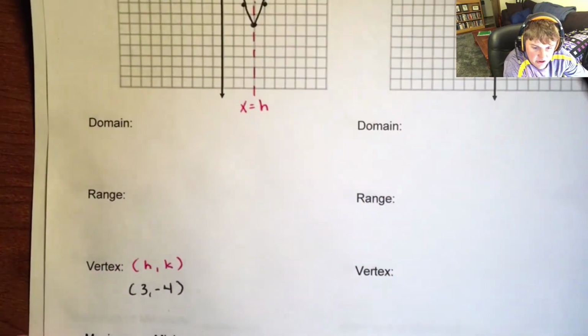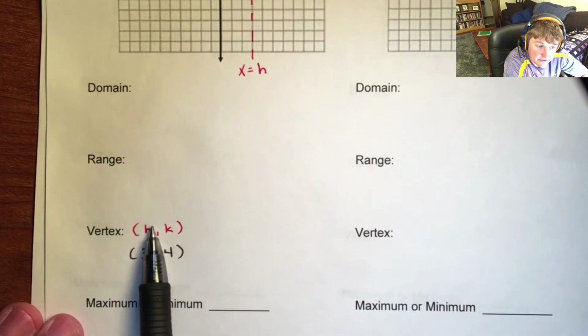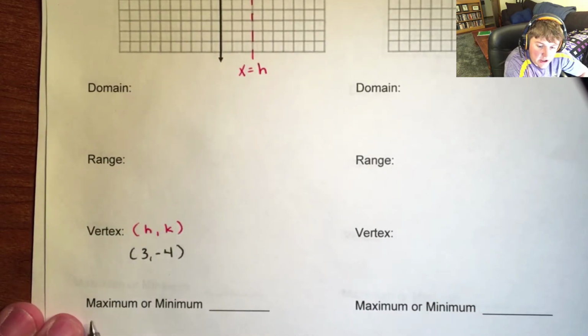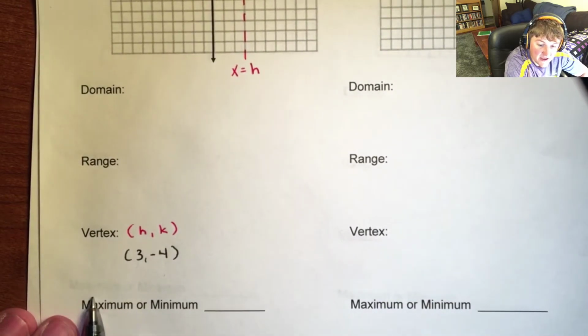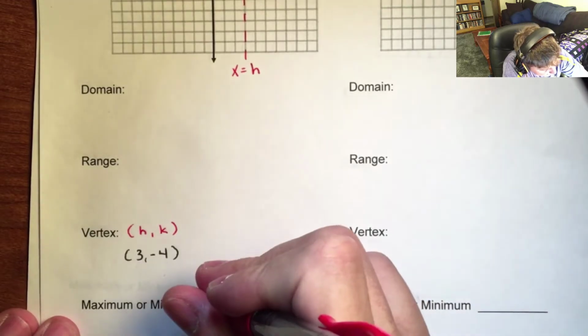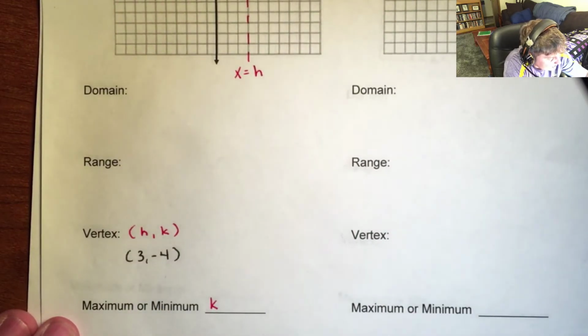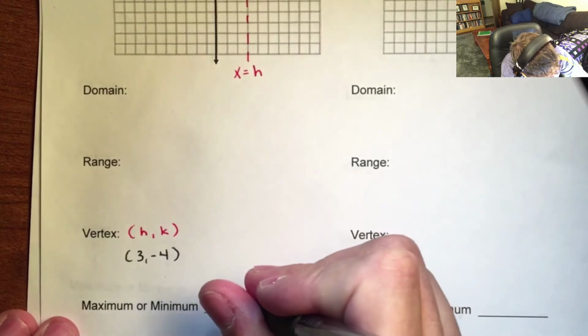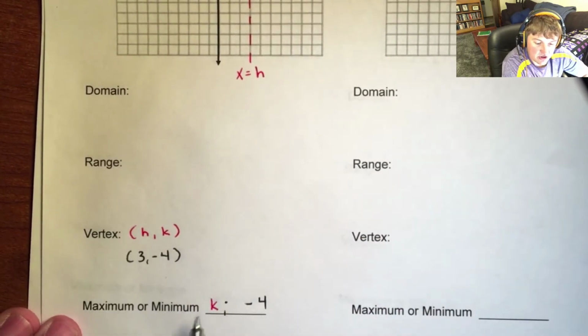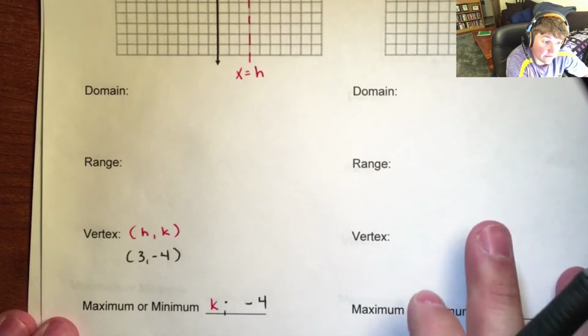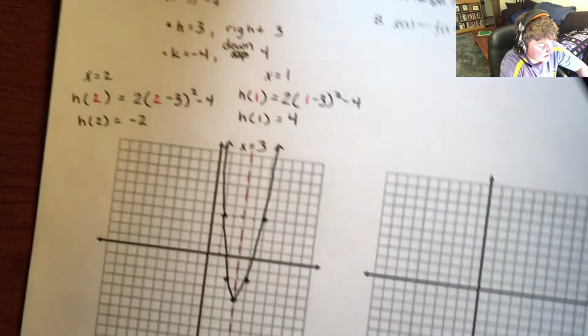Okay, let's go and figure out some of these other things. We already talked about the vertex. It's always what h and k is. Now we want to find the maximum or the minimum value. Okay, and again, you're going to get that from the vertex. So your minimum or maximum is going to be your k value. Okay, so what was my k value? My k value here was -4.